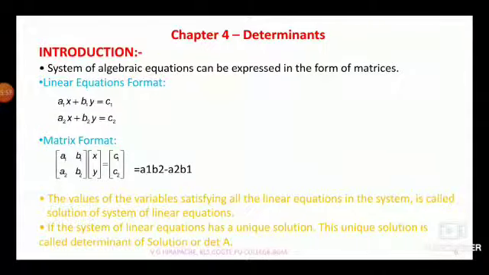The values of the variables x and y satisfying all these linear equations in the system is called the solution of the system of linear equations. If the system of linear equations has a unique solution, this unique solution is called determinant of the solution or det A, or we can read this as determinant of A.